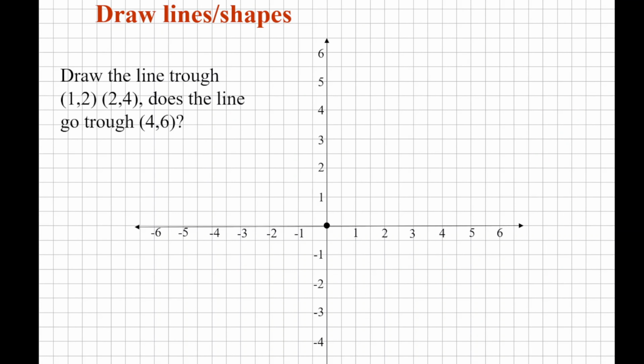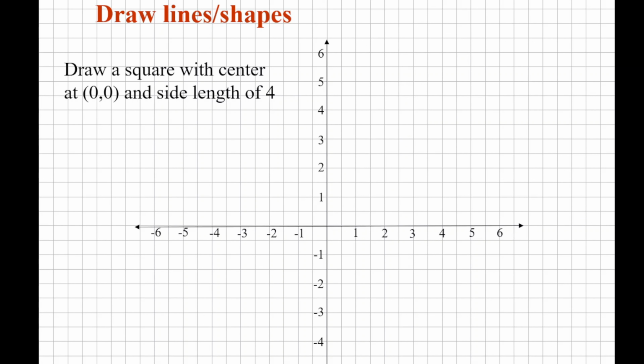To draw the line that passes through the points 1, 2, and 2, 4, first we locate the point 1, 2, then we locate the point 2, 4. We also plot the point 4, 6 on the plane. Now we draw a straight line connecting the points 1, 2, and 2, 4. If we look at the graph, we can see the line does not pass through 4, 6. Instead, it passes through 3, 6.